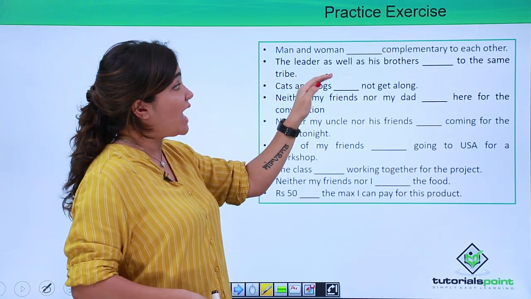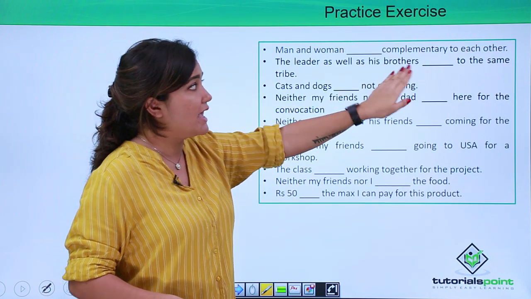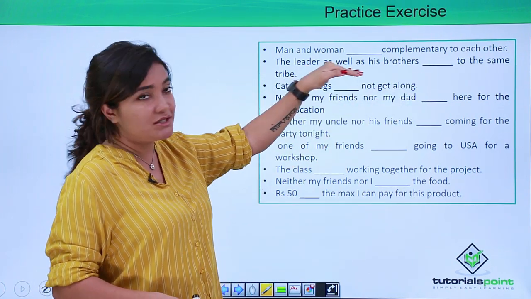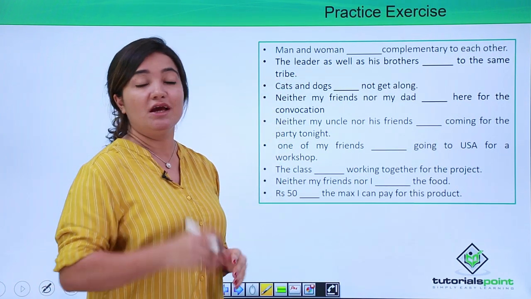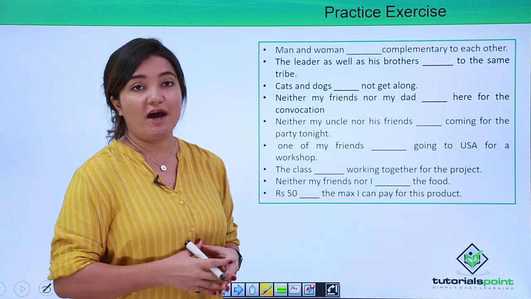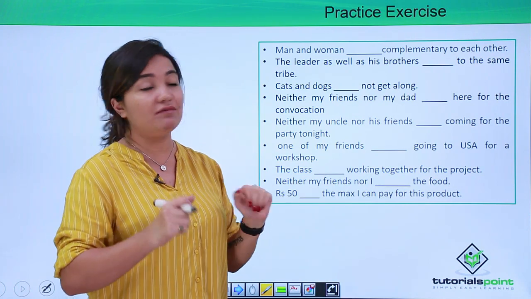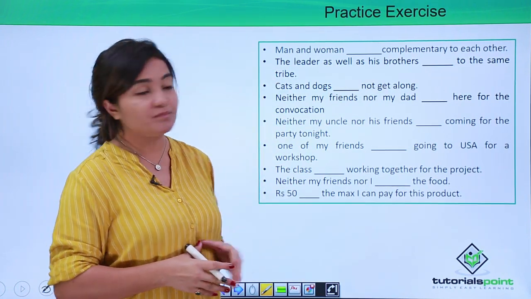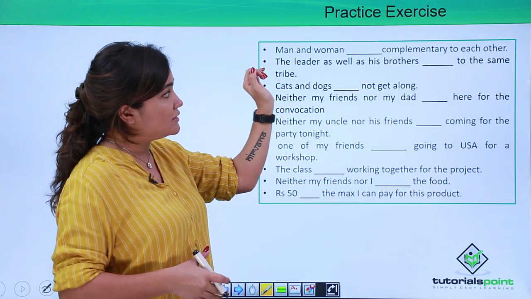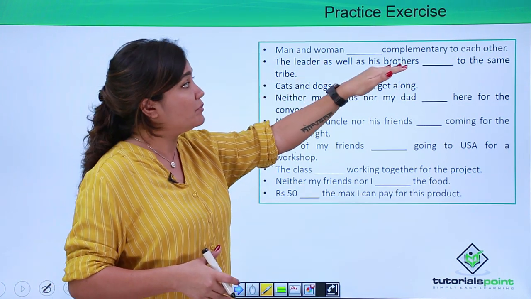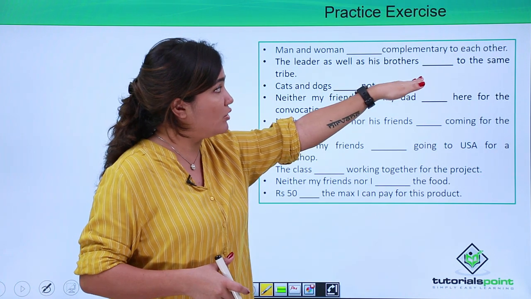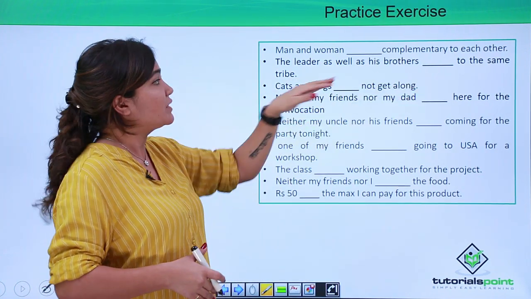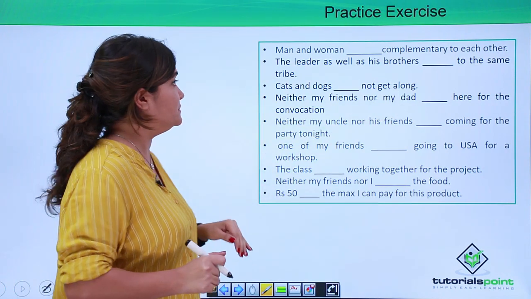The leader as well as his brothers dash to the same tribe. So here, because there's usage of as well as, what does the verb agree with? It always agrees with the first subject, right? So first subject is singular. So what is going to be the answer? The leader as well as his brothers belongs, as well as his brother belong to the same tribe, right? So belong, which is a singular verb.